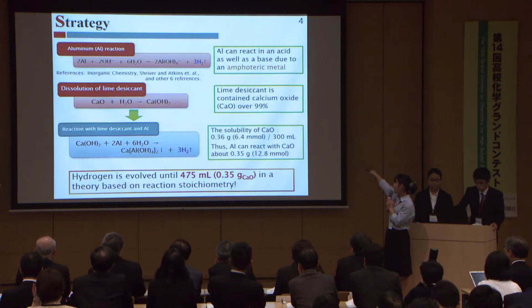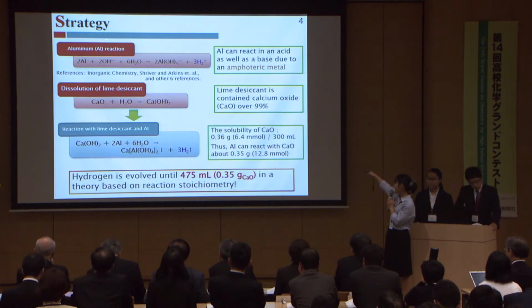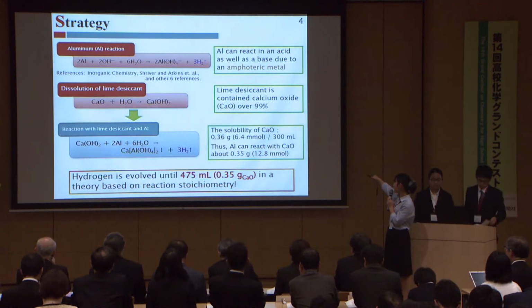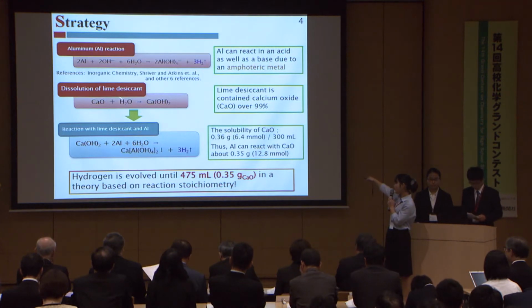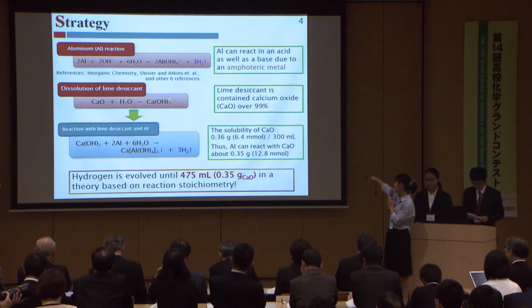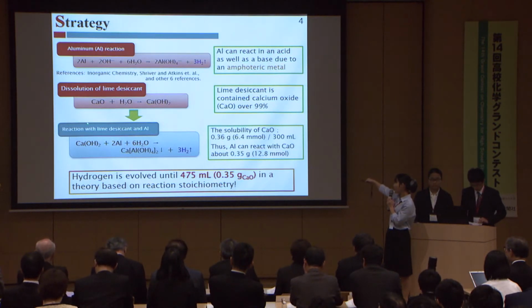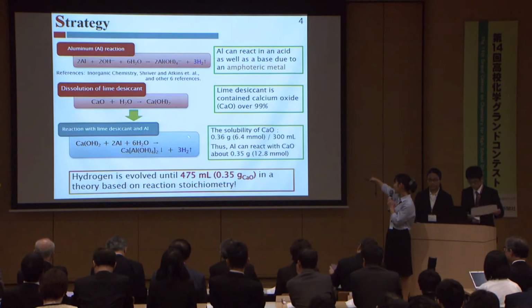It is known that aluminum can react in acid as well as a base due to being an amphoteric metal. According to the reference, the aluminum foil reaction is like this. On the other hand, the lime descant contains calcium oxide over 99%. So when dissolved in water, the CaO becomes calcium hydroxide and a strong base solution. Combining the aluminum and descant, the reaction is as follows.